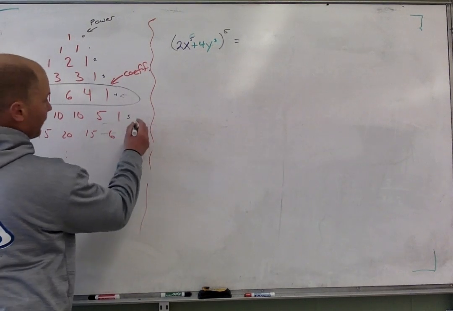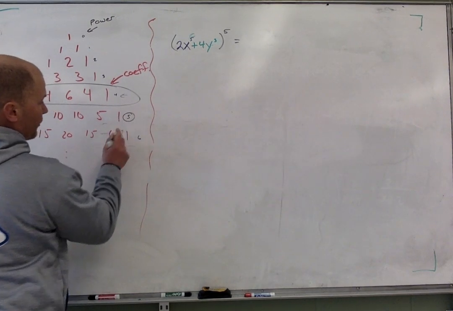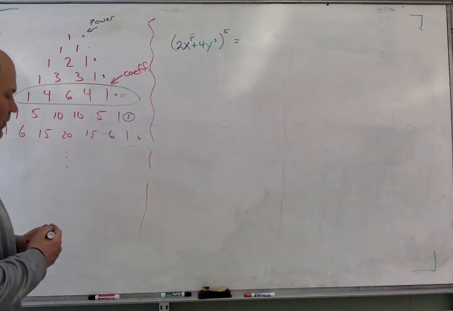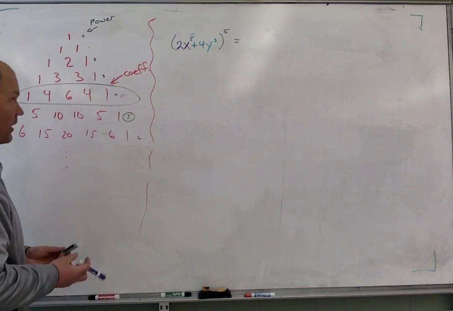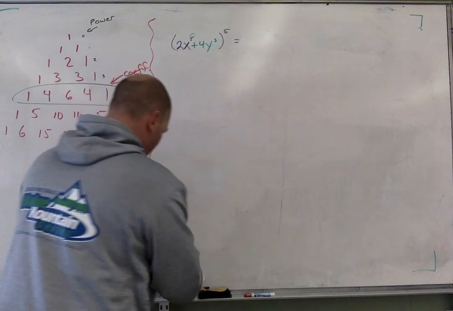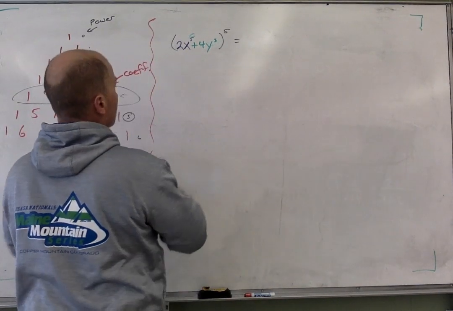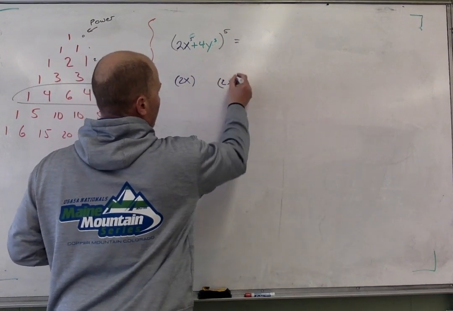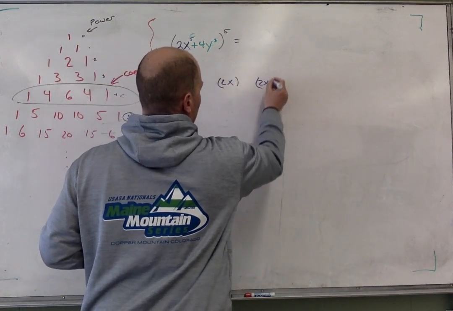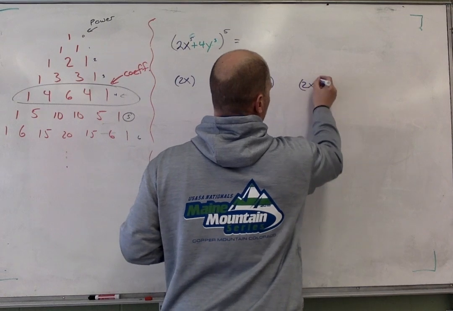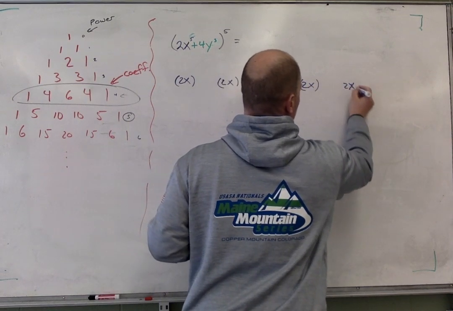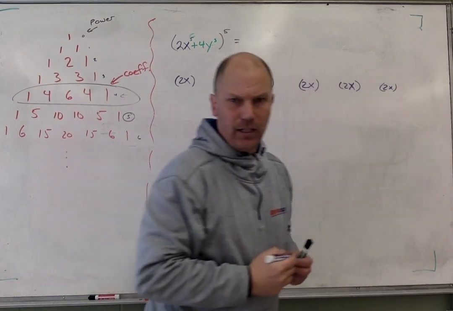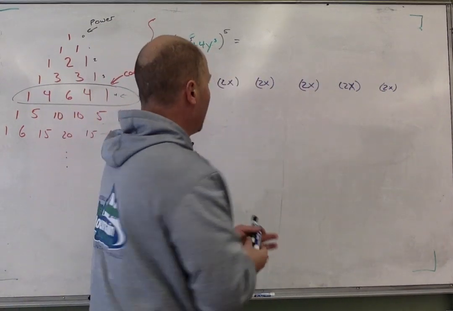I mean, it's just details. So it's the fifth power, so that's the power that we're going to use. These are the coefficients that we're going to use. I am going to start out in exactly the same way. I'm going to write 2x one, two, three, four, five, six times. Hopefully I've got enough space. It looks like I've done that.